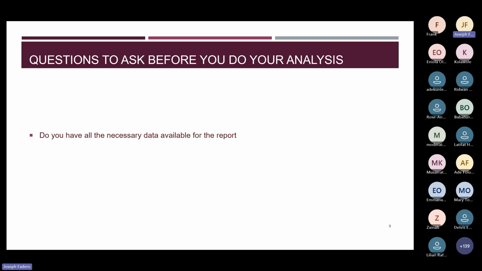So essentially, you need to ask for the data that is available. If that data is not available, you need to ask them to provide alternative data for you to be able to go ahead and do whatever analysis you need to do. Because the truth is, analysis without data is nonsense. Without the data, you cannot analyze your results. So the key question you need to ask before you do your analysis is, do you have all the necessary data available for the report, or the alternative data available for the report?